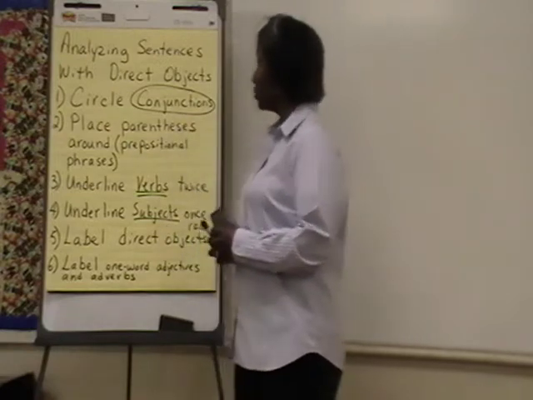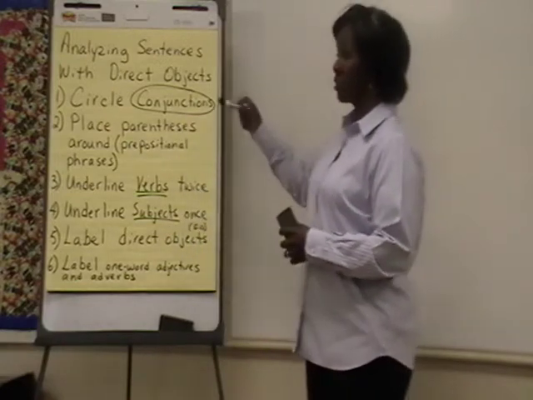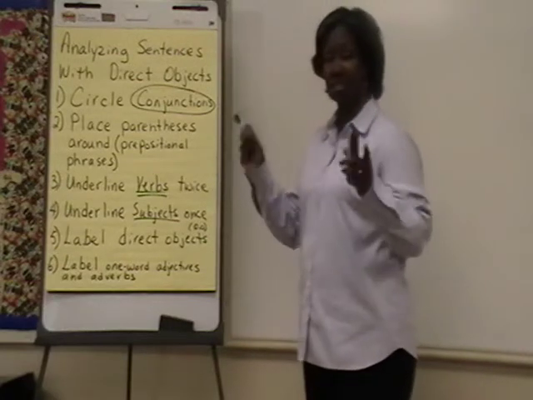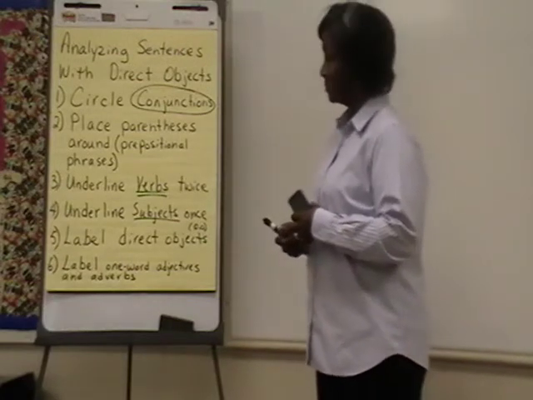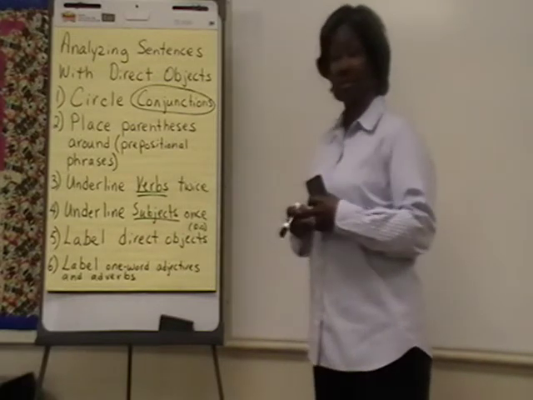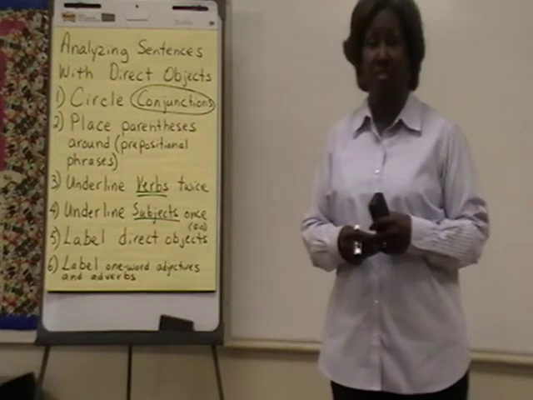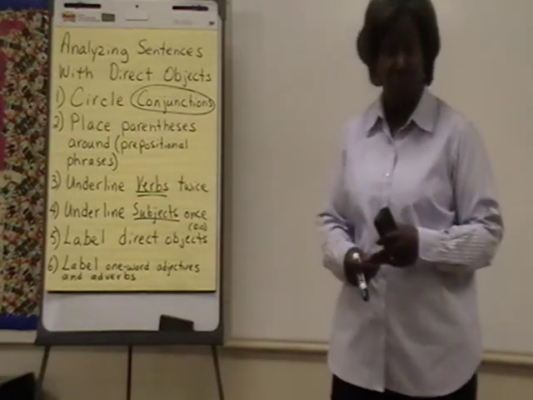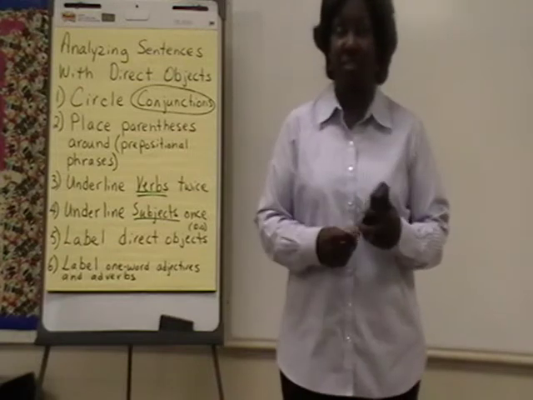Looking at the steps of how we're going to analyze direct objects, you'll start by circling any conjunctions that you have in the sentence, placing parentheses around any prepositional phrases, underlining your verbs twice, underlining your subjects once, then labeling your direct objects as they come in the sentence, then finding any one-word adjectives or adverbs you may find in the sentence. Let's begin with a sentence.